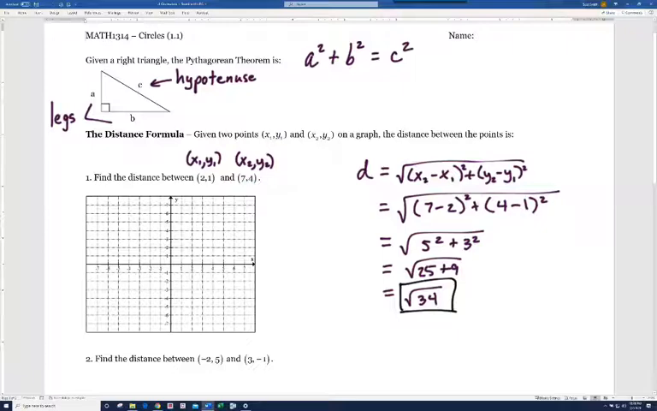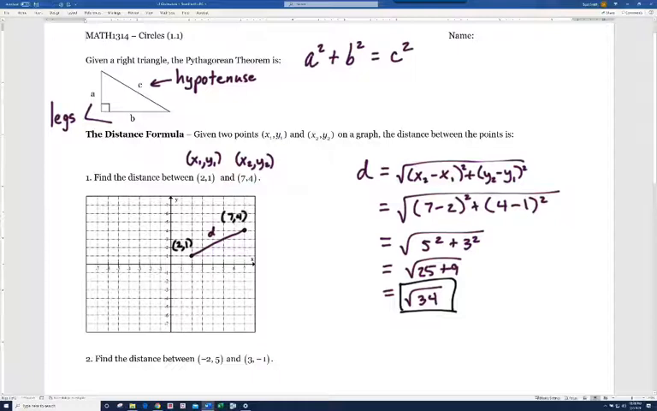Now, this is a radical expression. It is simplified, but there's a good chance you'd probably want to give a decimal approximation. If we did that, you would use your calculator. But let's go ahead and look at the points on the graph, and let's see how we're getting this formula here. So I'm going to go ahead and put in the points 2, 1, and 7, 4. And of course, the distance between that line segment is D.